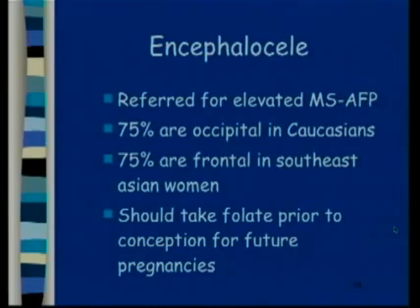So what do I want you to know about encephaloceles? I want you to know that patients are often referred because of an elevated maternal serum AFP, alpha-fetoprotein, that 75% of encephaloceles are in the occipital region in Caucasians, and 75% are frontal in Southeast Asian women. So we want to always look both anteriorly and posteriorly. And if you take folate prior to conception for future pregnancies, you'll have a risk that is the same as the general population for neural tube defects.